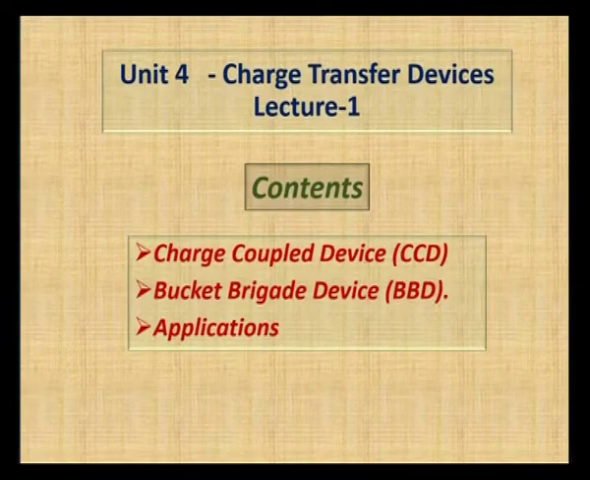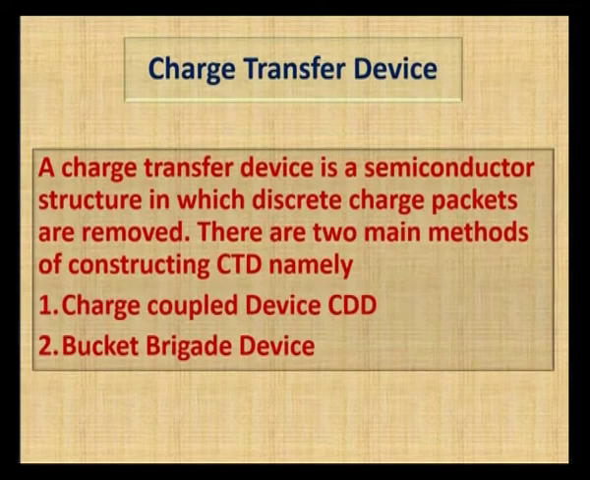Let's know what are the contents that we are going to discuss today. The contents are charge coupled device, which is one type of charge transfer device, and another type is bucket brigade device. The charge coupled device and the bucket brigade device are the two types of charge transfer devices. At the last we are going to know about the applications of these two devices. Let us start with the charge transfer device.